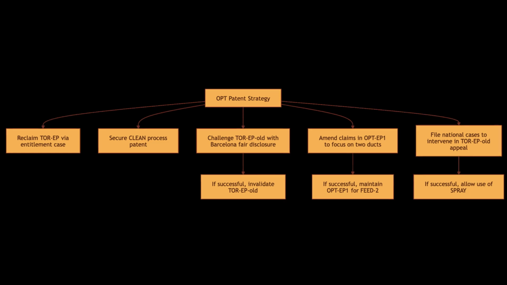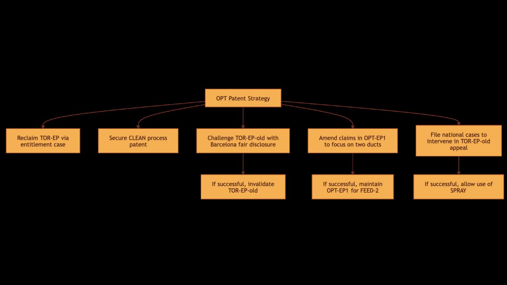5. The feed machine with the spray device. Your patent OPT-EP2 was the first to describe the combination of FEED and SPRAY. However, it does not claim the spray device on its own. Your international application, OPT-PCT, does claim this combination. Key takeaway: the combination remains novel and inventive, but you need to ensure your international patenting strategy is strong to prevent TOR from taking advantage of weaknesses.